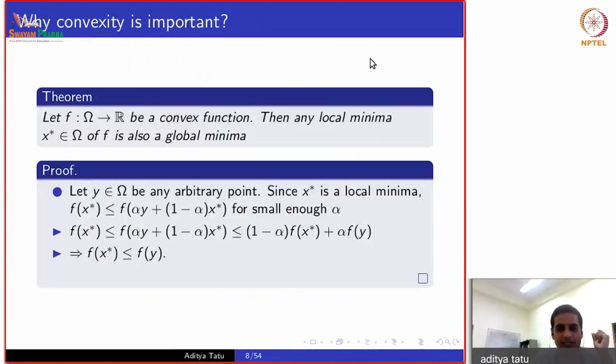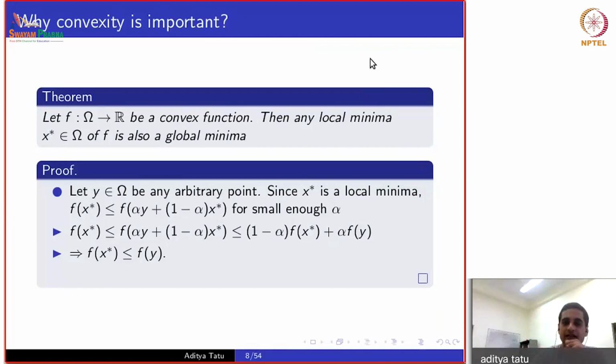I'm not going to look at the proof, it's very simple, it just uses the definition of convexity. Of course, I'm going to share the slides with you, so later on you can look at the proof if you want. But remember this important result, which is why you always try to look for convexity in optimization. This is the reason.